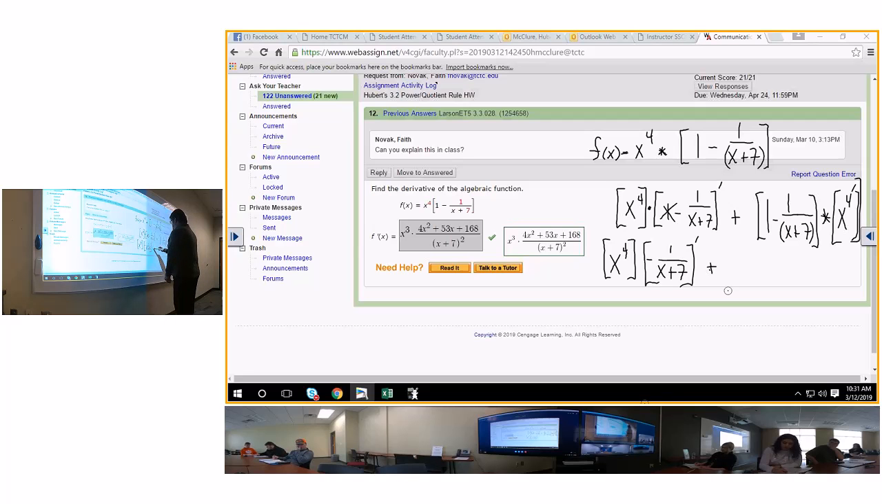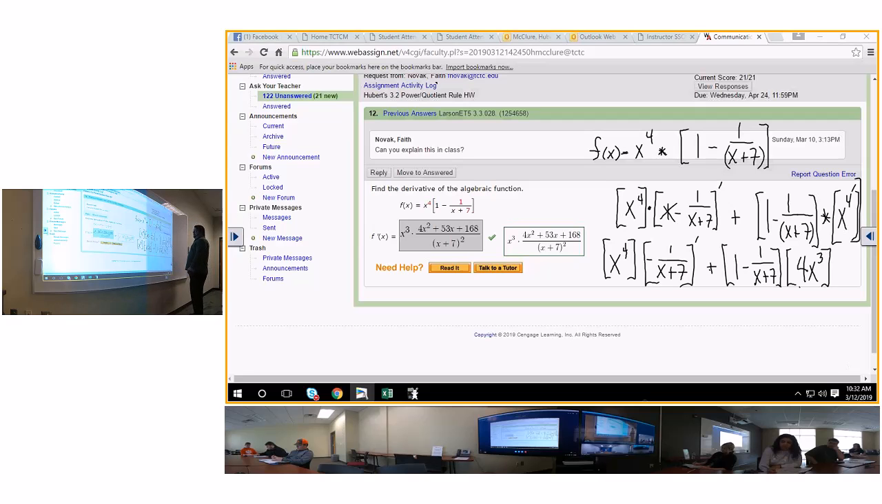Plus the second, 1 minus 1 over x plus 7 times the derivative of, what is the derivative of x to the fourth? I'm asking y'all to interact with me. 4x to the third. 4x to the third.